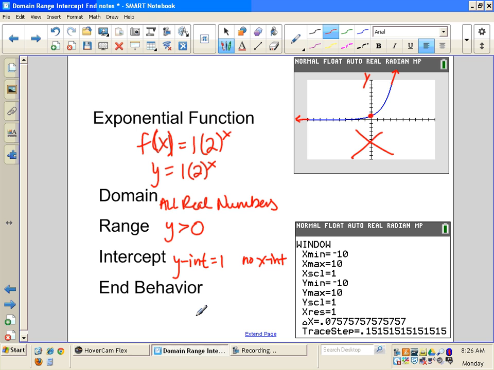And then the end behavior is also going to be a little different, because as x goes to infinity, y also goes to infinity, because it's going to get bigger and bigger and bigger, a lot faster than linear functions, but it's getting bigger and bigger. And as x goes negative, y isn't going to go to the negative. We just say y approaches 0. It's never going to actually get to 0, but it gets closer and closer and closer to 0.